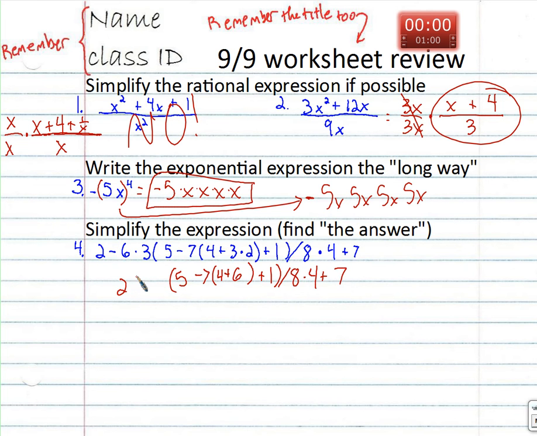Can we do this negative 6 times 3? Remember that the sign should follow the number around, right? If there's a negative there, we should have negative 6 times 3 and get negative 18.